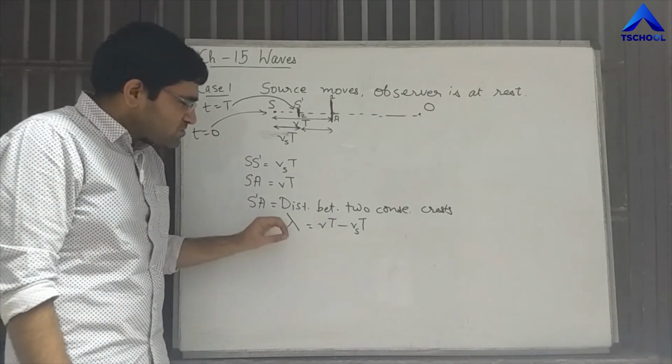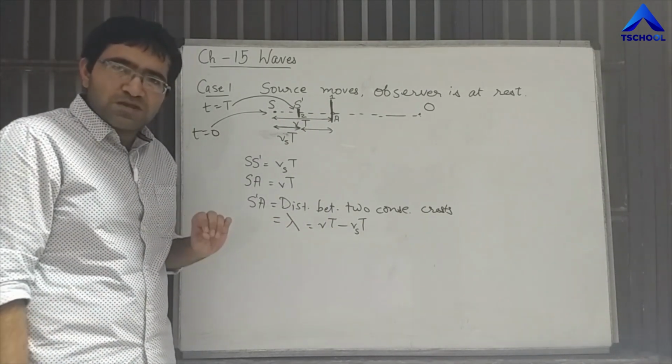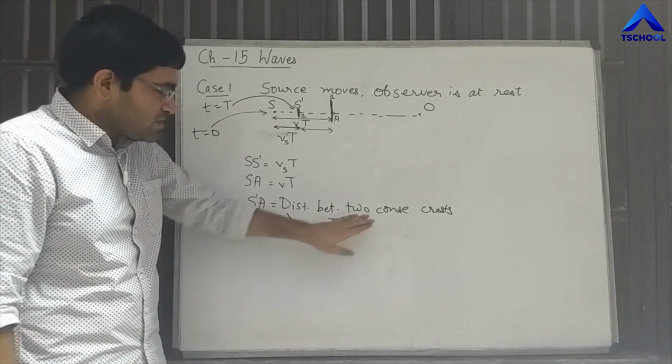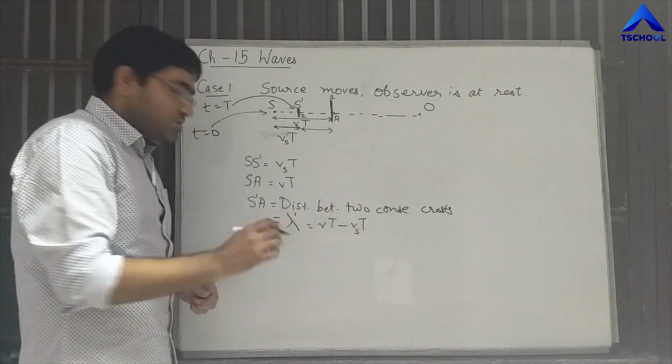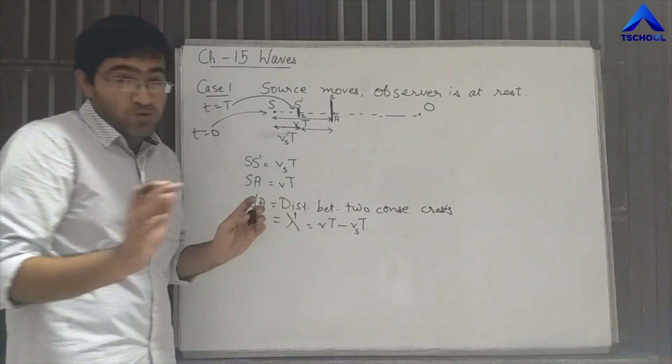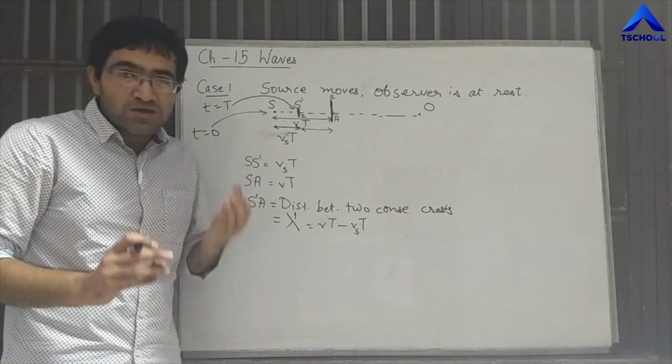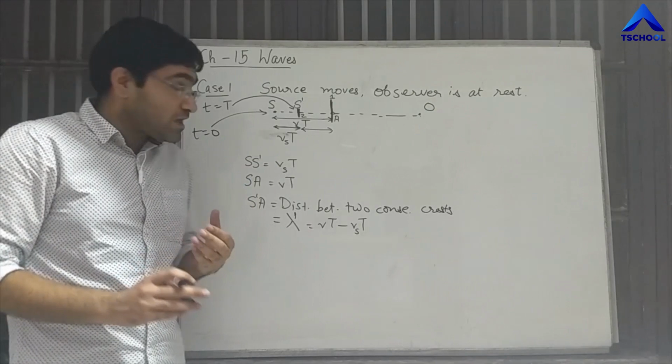Now you see, this is not the true wavelength. The true wavelength would be V into t. So what we should call this is actually the apparent wavelength, lambda dash. I hope you don't have any problems understanding what I've said.